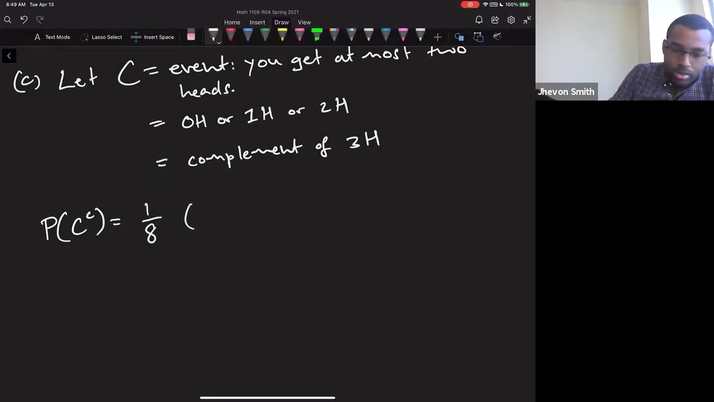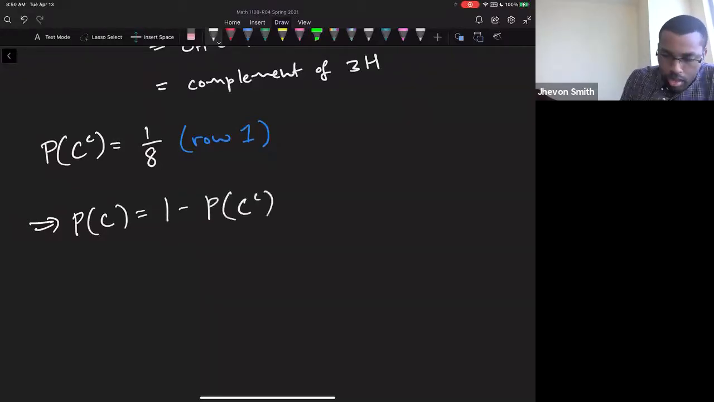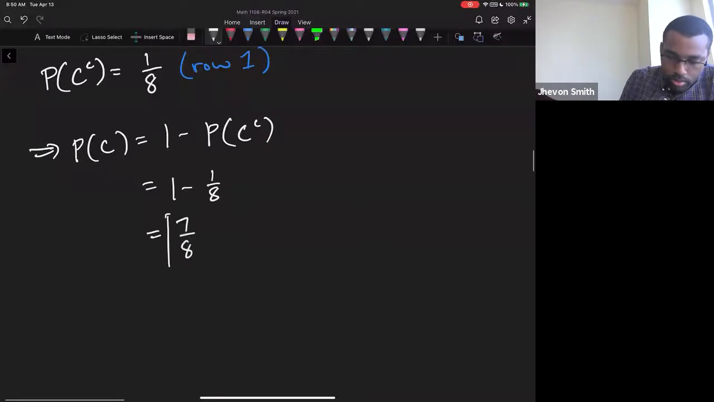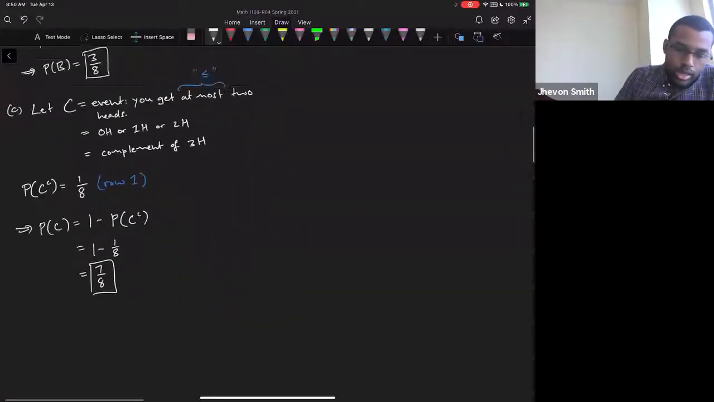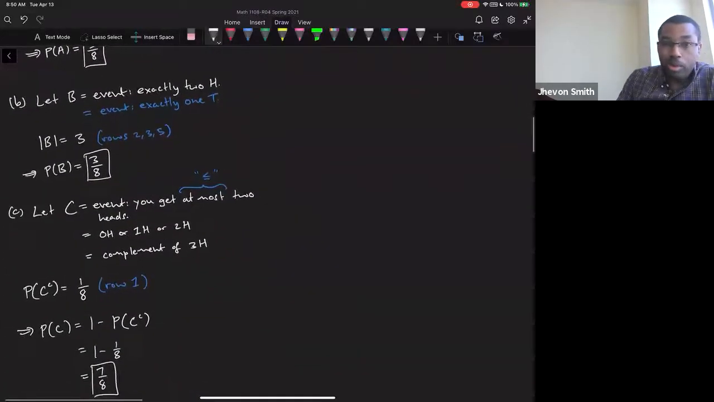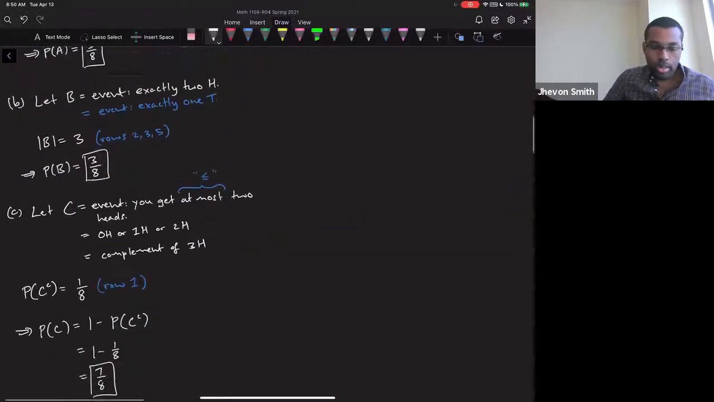This is row 1. And so the probability of C is 1 minus the probability of the complement of C, which is 1 minus 1/8, which is 7/8. So that's that one. So I can set up the table once, and I can answer all the questions from that one table. I just count which rows have what I want, right? So that's one method.